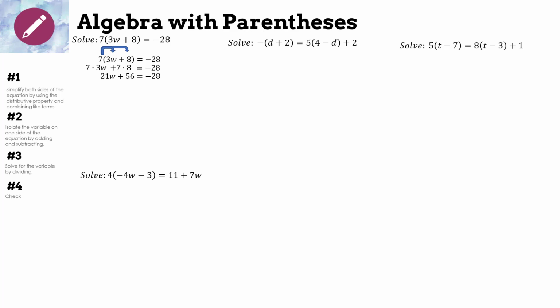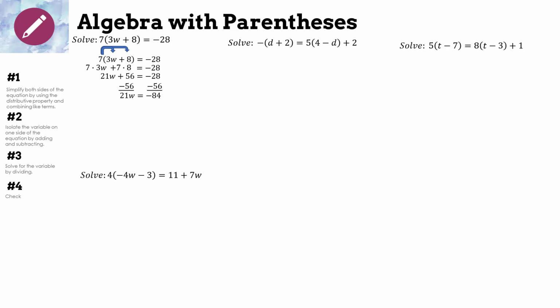We need to get 21w by itself. So I have plus 56. The opposite of adding is subtracting. So I'm going to subtract 56 from both sides of the equal sign. This gives us 21w equals negative 84.